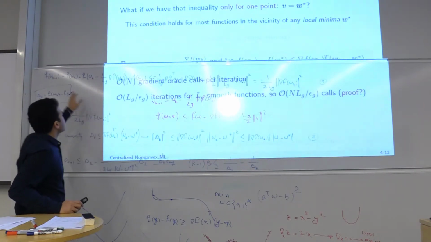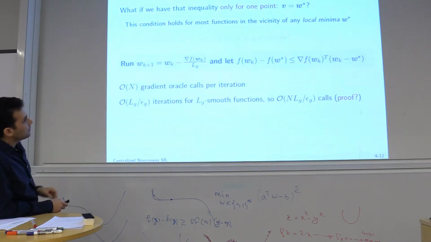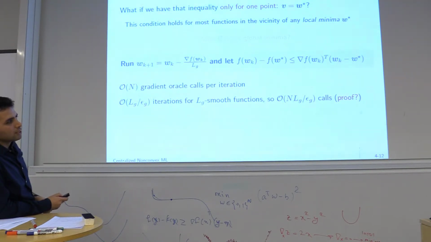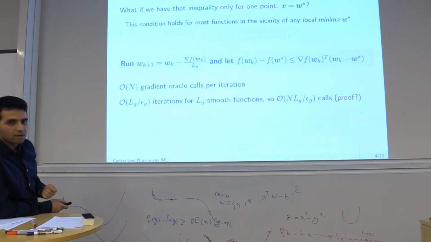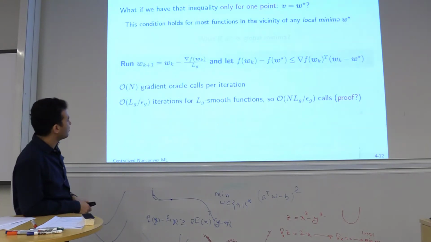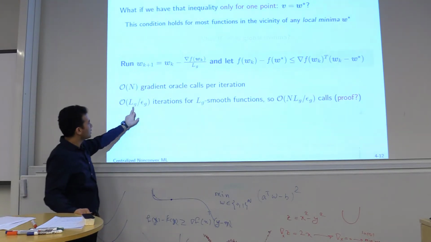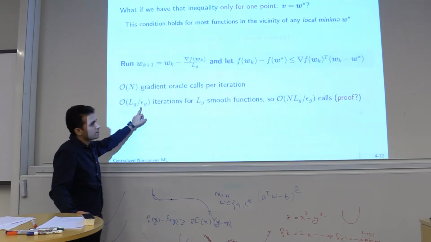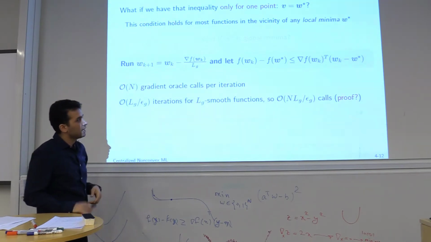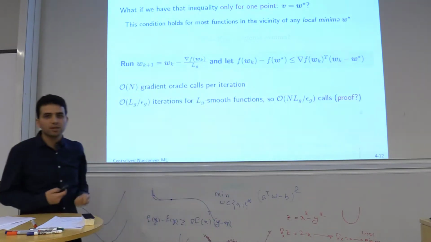What we have just shown is that if we do have only this one point, then we can run gradient descent. And this is our definition of one-point convexity. In every call, we're going to need to compute the gradient. So we need order of n gradient oracles per iteration, that many calls per iteration. And then the number of iterations, as we have shown, is in the order of Lg by epsilon. So for Lg-smooth functions that satisfy this one-point convexity, at the end of the day, we're going to need of the order of n Lg divided by epsilon to actually converge to that w star.